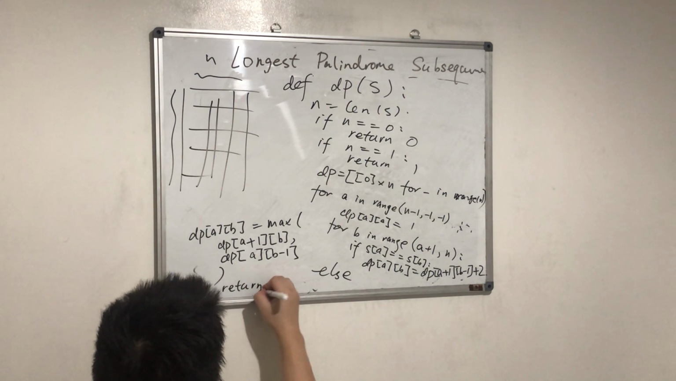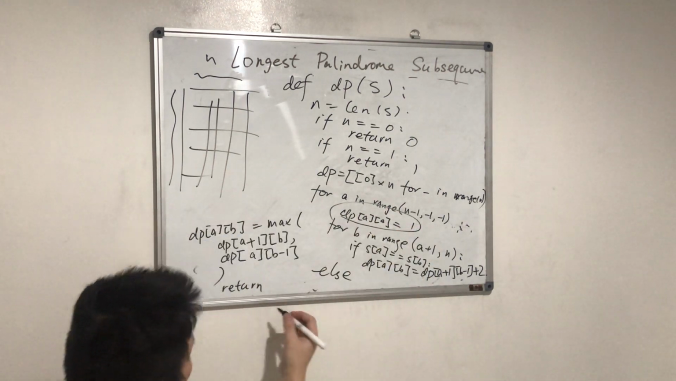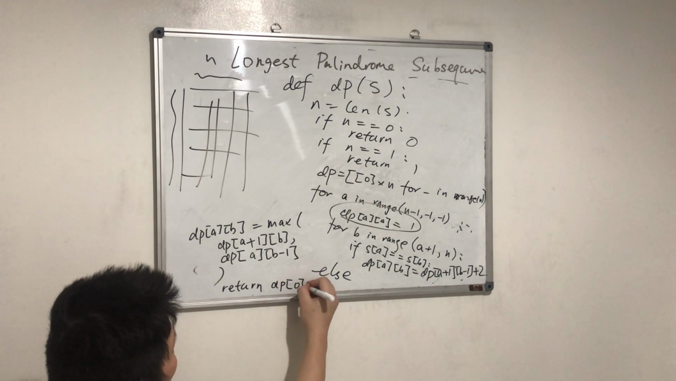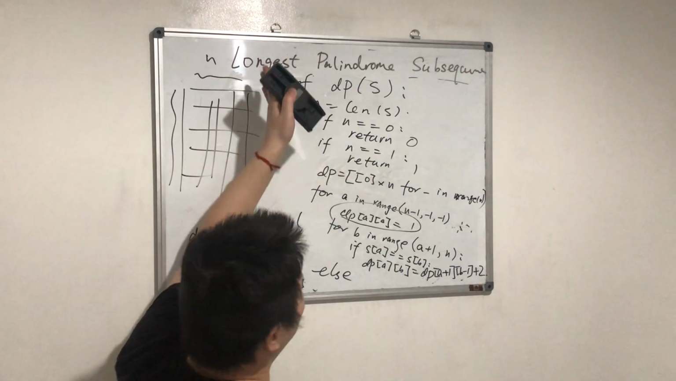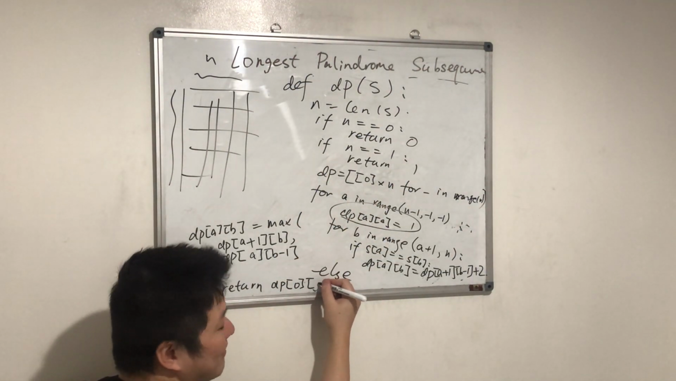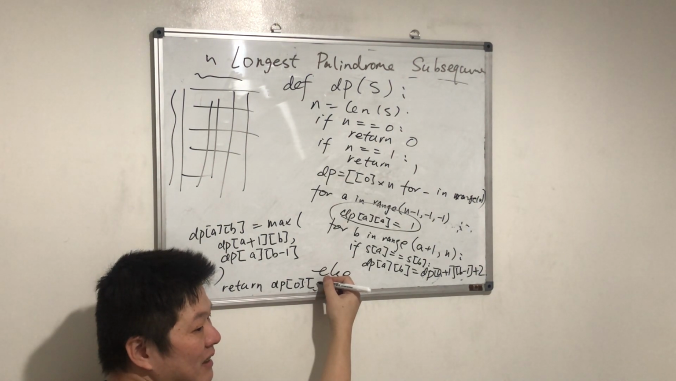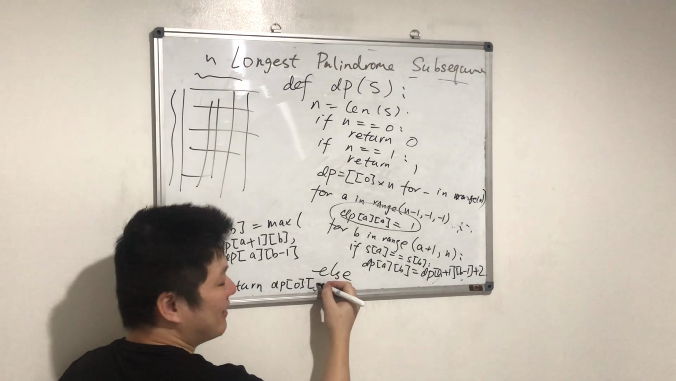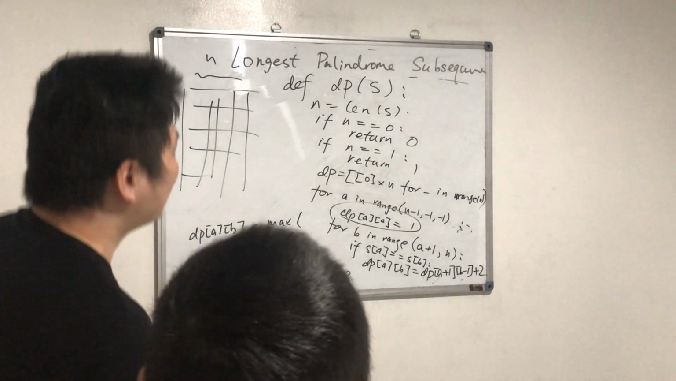And then return which one? I calculate this two-dimensional array and I return dp[0], because I want to get it from the beginning to the end. What's the end? N minus 1. Well done. So this is bottom up.